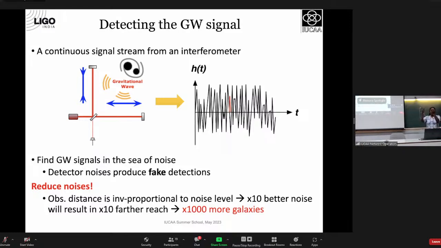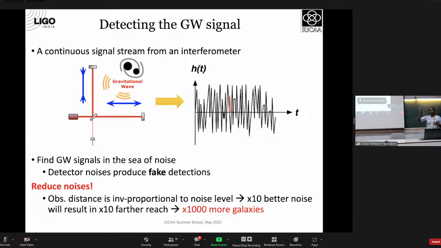So we have a continuous stream of signal that's coming in, and the gravitational wave is actually covered in noise most of the time, and even the noises made by the detector can be mistaken for gravitational wave signals. So if you want to detect these gravitational wave signals with very high accuracy, what you have to do is reduce the noise around it, which means reduce the noise from the detector, coming from different parts of the detector. And if you reduce the noise levels, then you can reach farther.